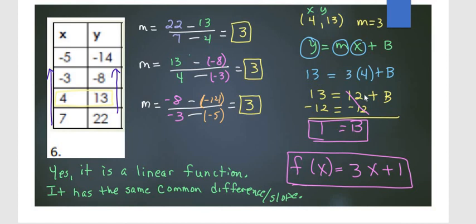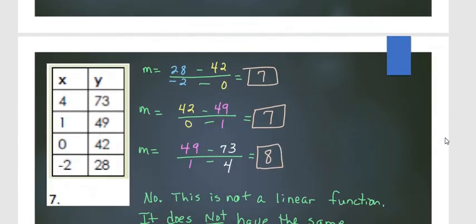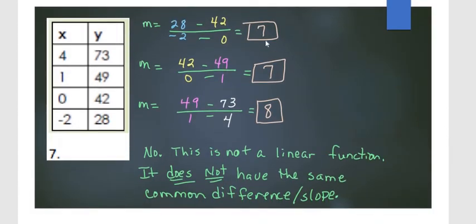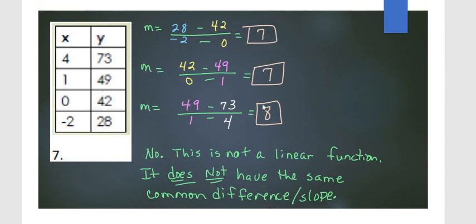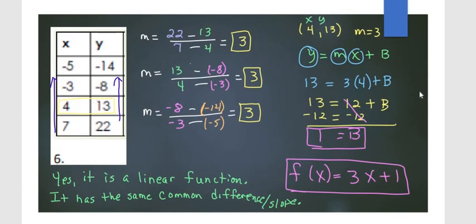We're not going to work out any of this because there's no way we can come up with a function right here when it is not linear. So a function, if it does not have the same common difference right here, and you see it's 7, 7, 8, so we say no, it is not a linear function. Why? It does not have the same common difference or slope. So make sure that all of these have to be the same before you're able to do all this other work right here.